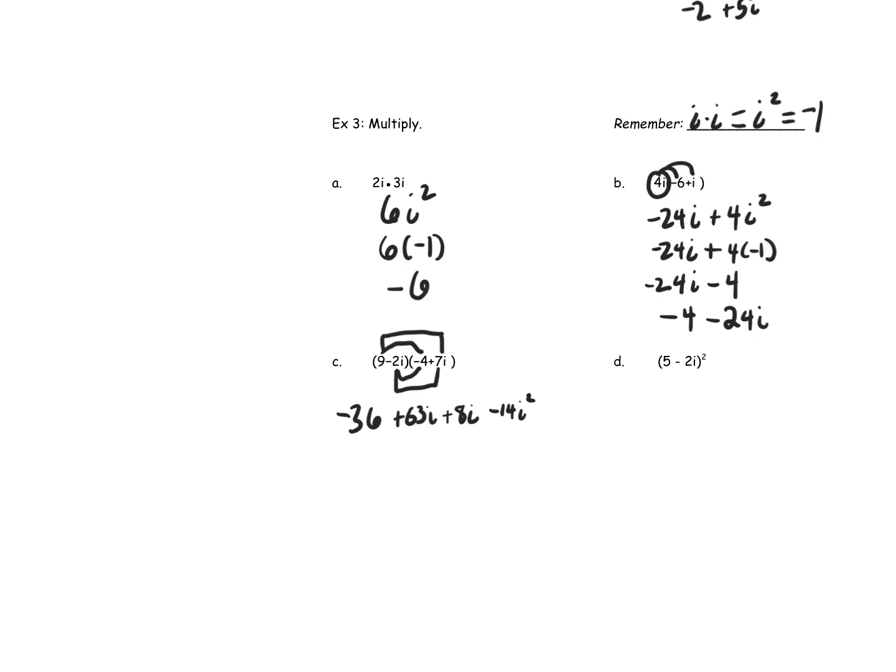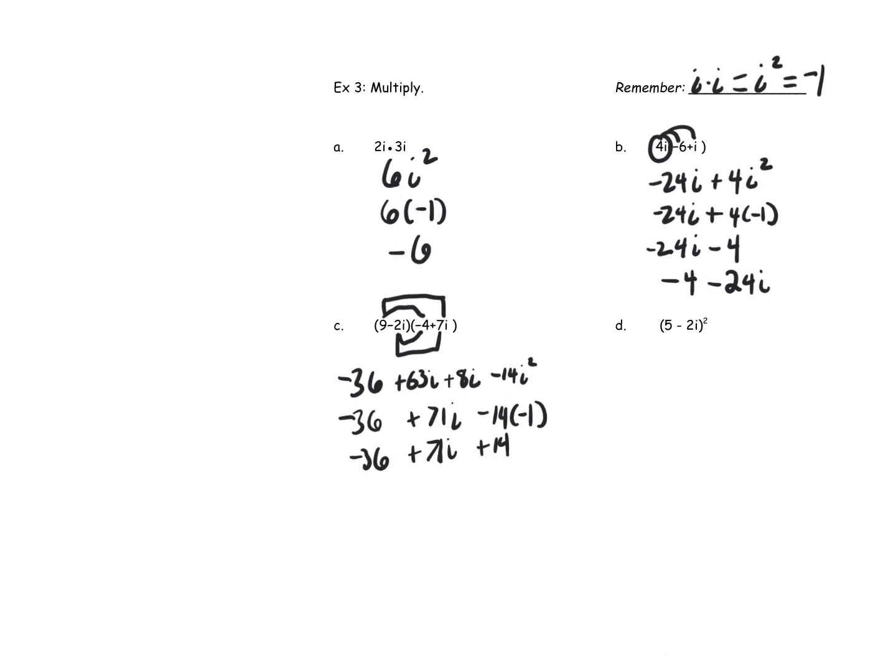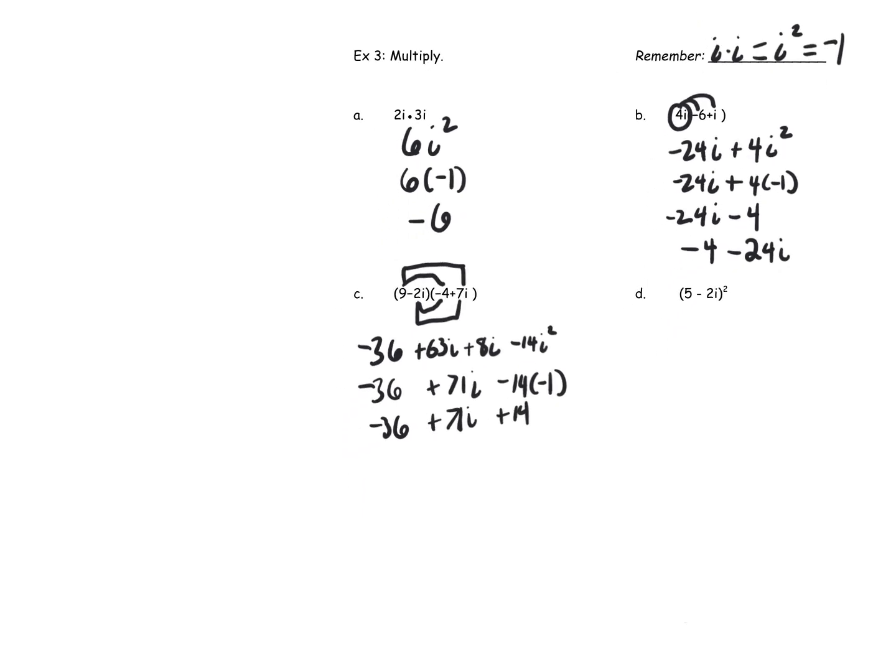So we need to simplify. Negative 36 comes down, 63i and 8i become 71i. And then I have this negative 14 times i squared, which is the same thing as negative 14 times negative 1. So I can turn that into a positive 14. And so then I can combine these like terms, negative 36 and positive 14. They're both real numbers, so I can add those together. Add real with real. So that becomes negative 22 plus 71i.